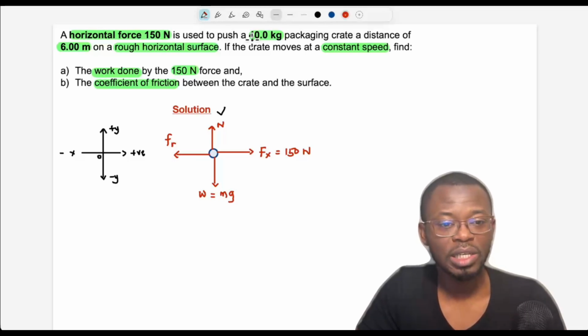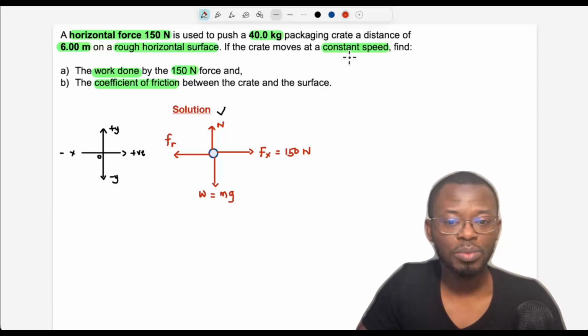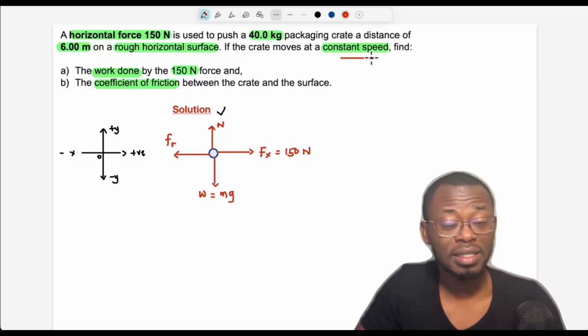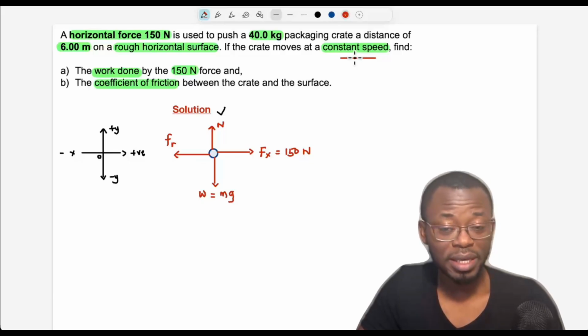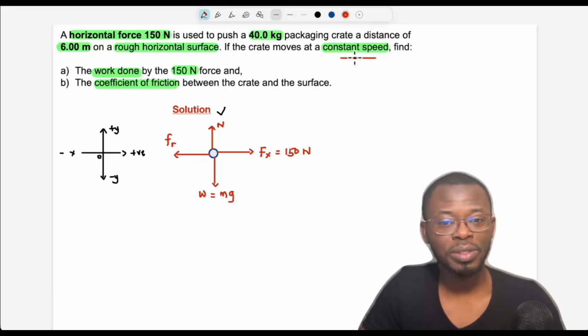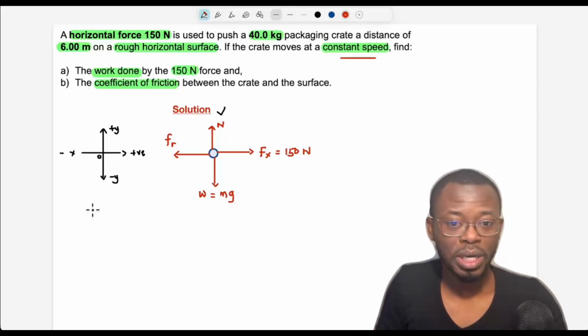Let's look at the first part. We are to calculate the work done by the 150 Newton force. In the problem, it is mentioned the crate moves at a constant speed. If it moves at a constant speed, then there is a condition that we need to take care of. From kinematics, we know that if an object is moving at a constant speed, the acceleration of that object is zero. In dynamics, if an object is moving at a constant speed, then the net force acting on that object is zero. So that is the condition here. We are told the speed, which is the velocity, is constant.